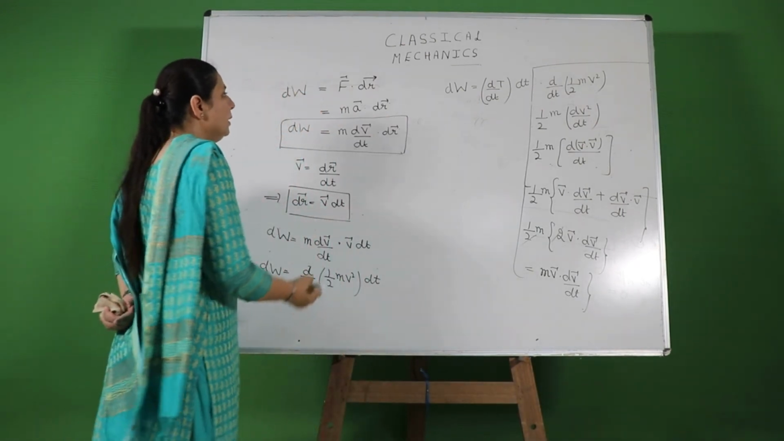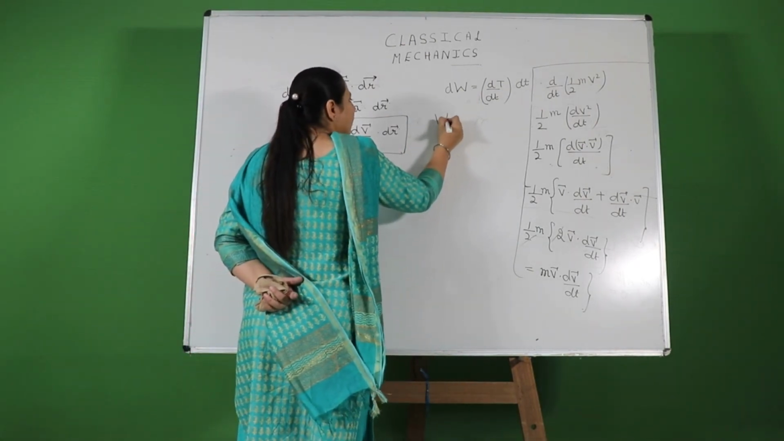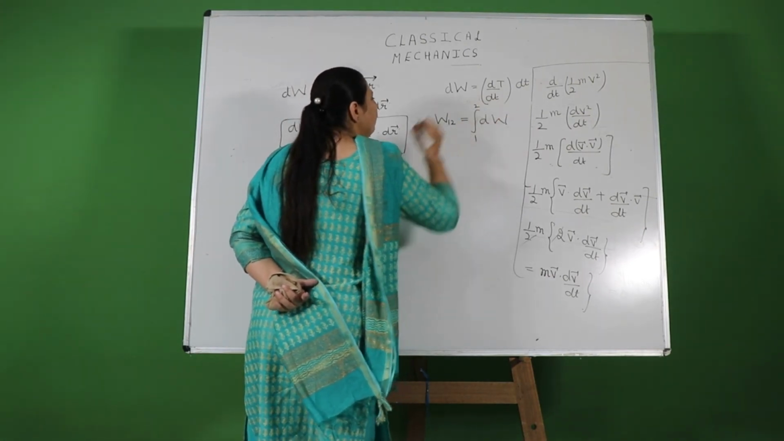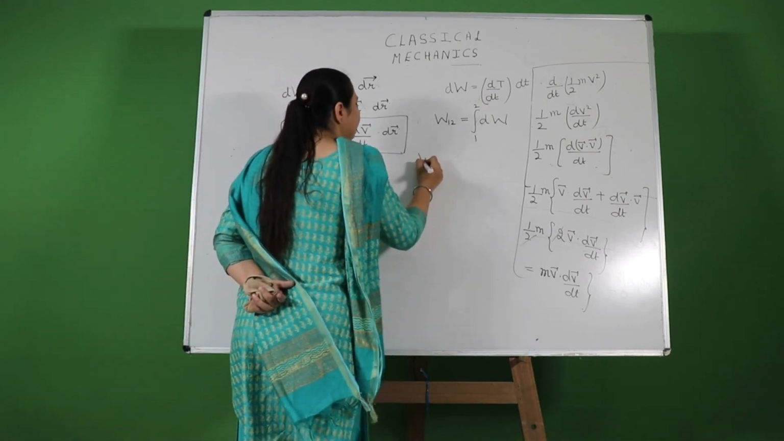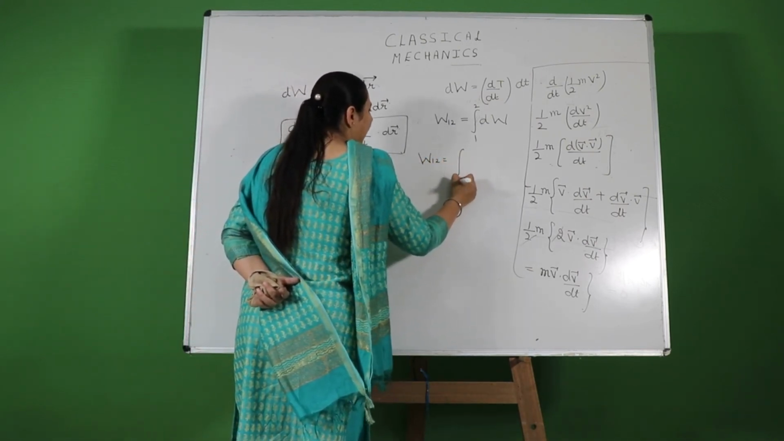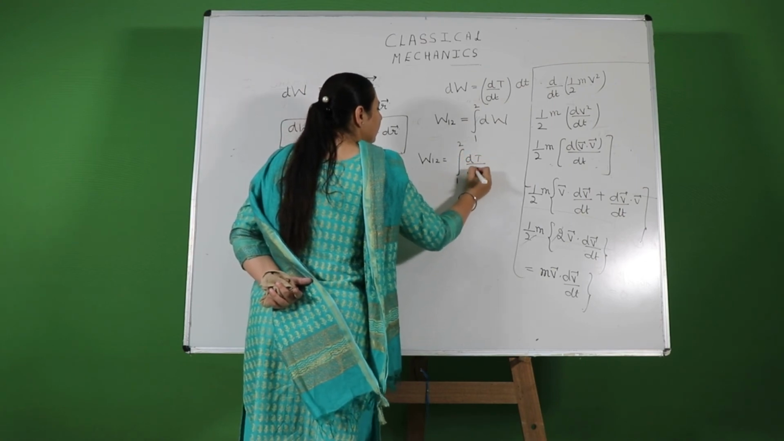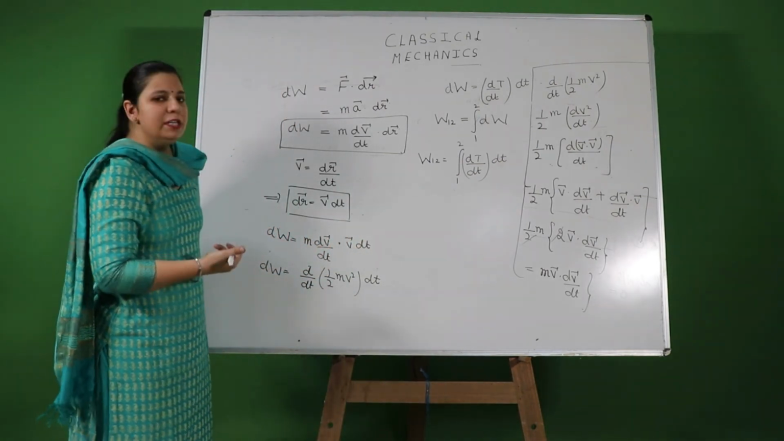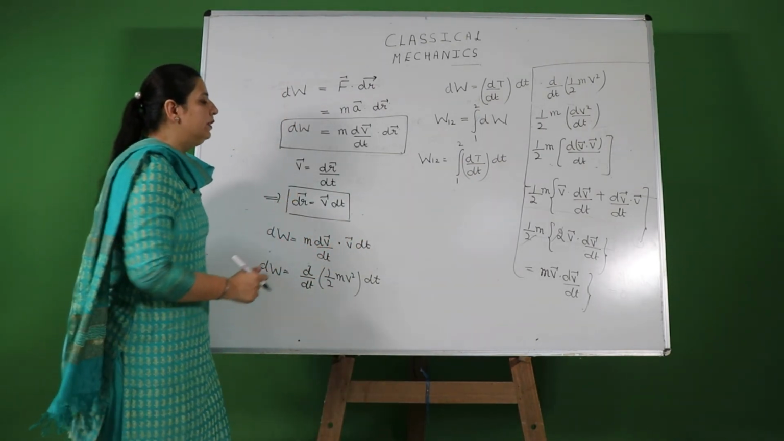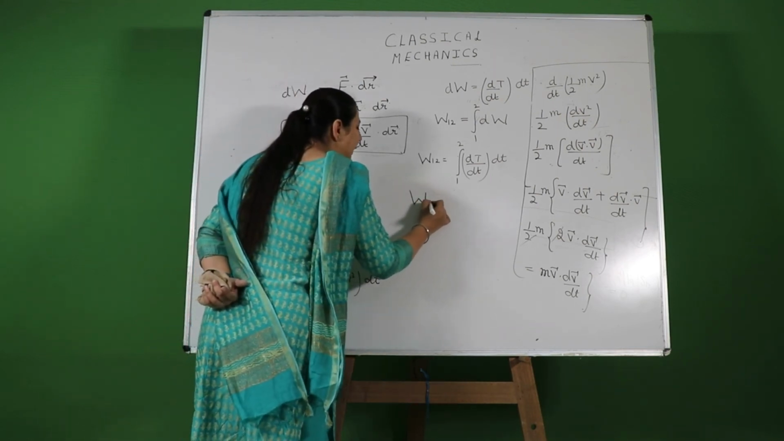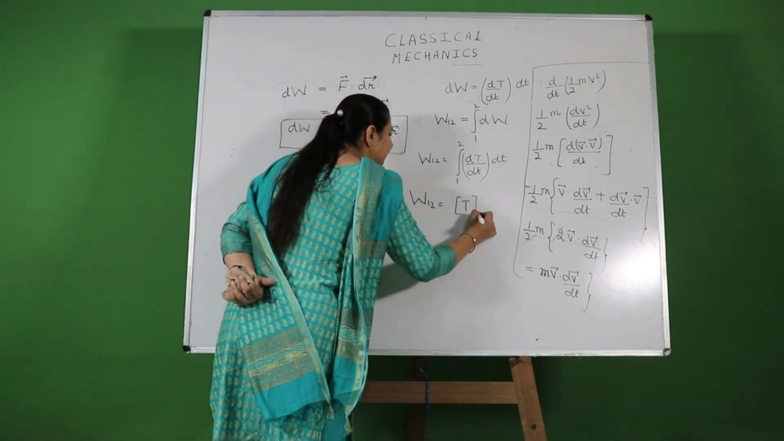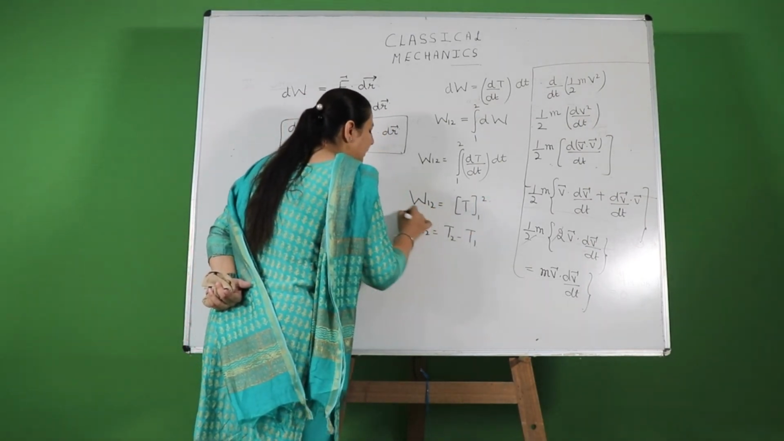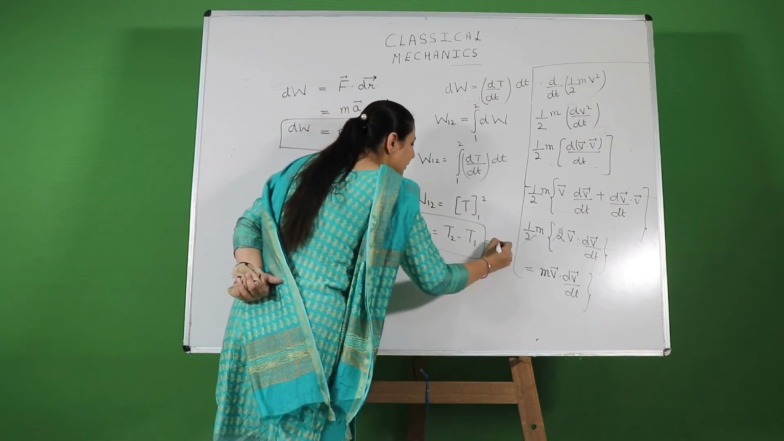Okay. So total work done from position 1 to 2 will be the integral of this work done from 1 to 2, or W12 will be the integral from 1 to 2. Again the same thing, derivative with respect to time as well as integral with respect to time, they both will cancel and I will be left with the function only. Or W12 will be T2 minus T1. Call this equation 2.